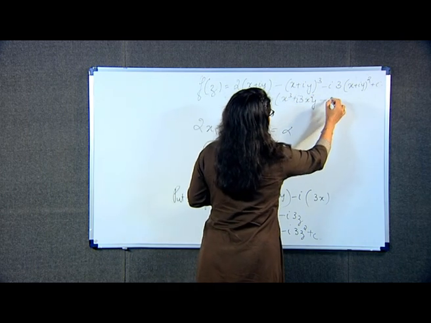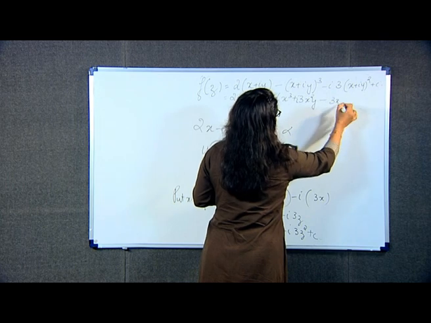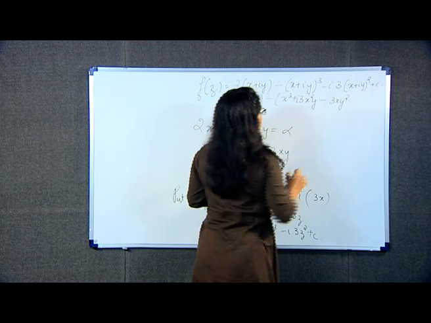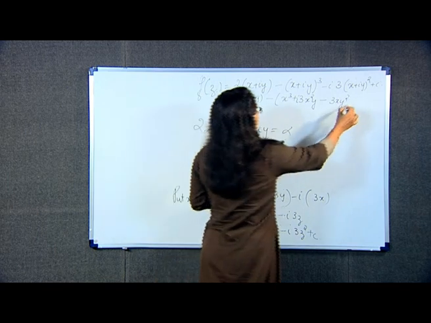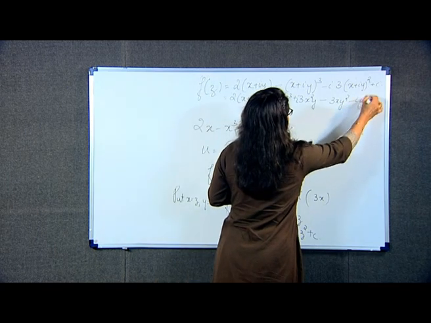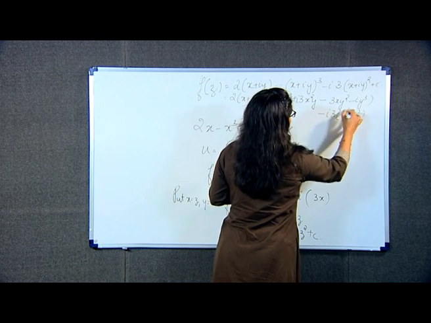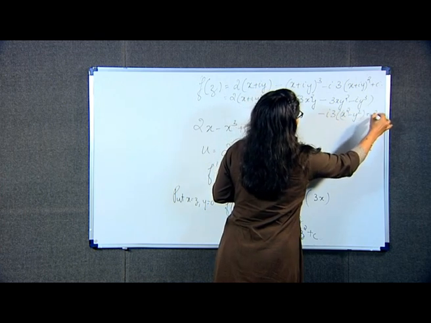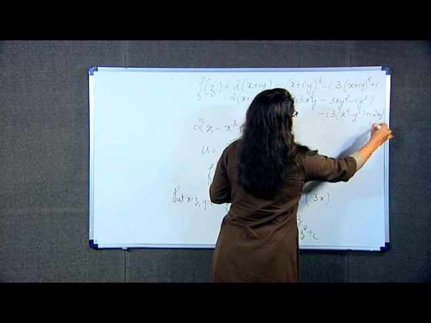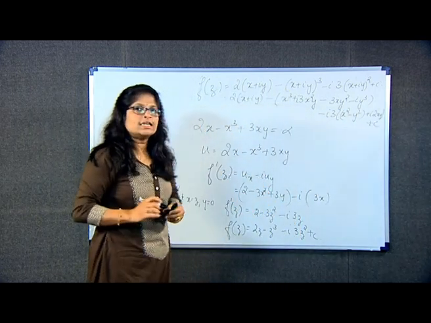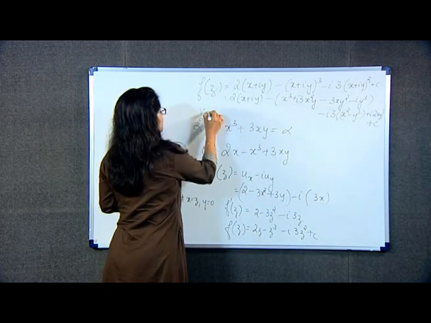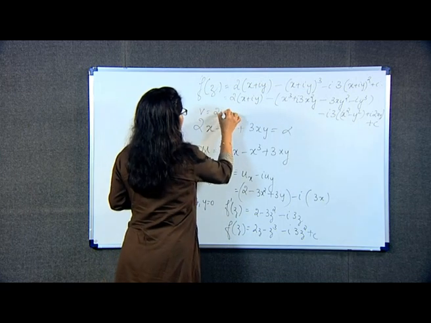So, the next term will give you 3x into i square y square. So, it becomes minus 3x y square and this becomes minus i y cube, minus i into 3x square minus y square plus i into 2xy plus c. So, if I collect the imaginary part of this, your v is nothing but 2y.